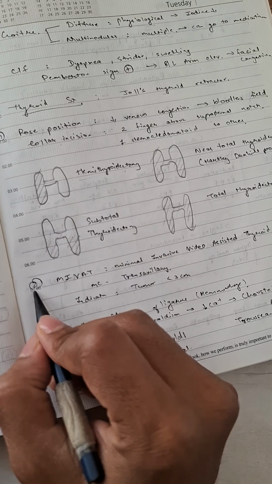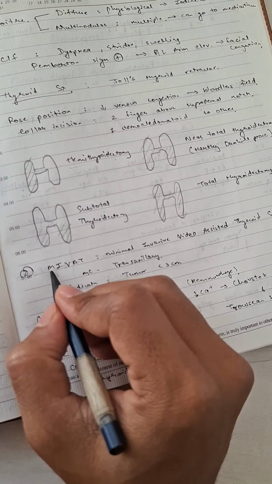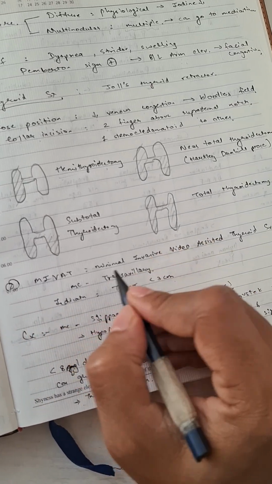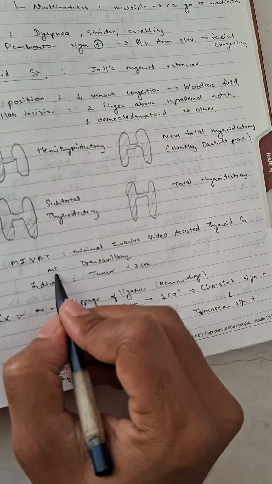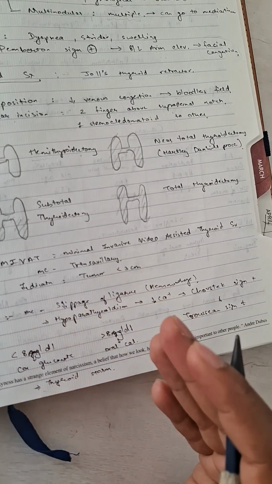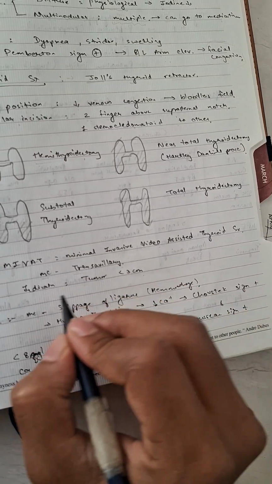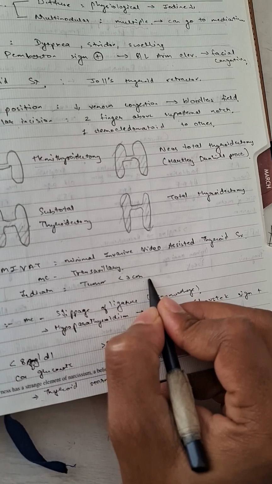Now if you want to do it laparoscopically, then you can do MIVAT, which is called minimally invasive video assisted thyroid surgery. Okay, the most common laparoscopic incision is through transaxillary, and the indication to do laparoscopic is if the tumor is less than 3 cm.